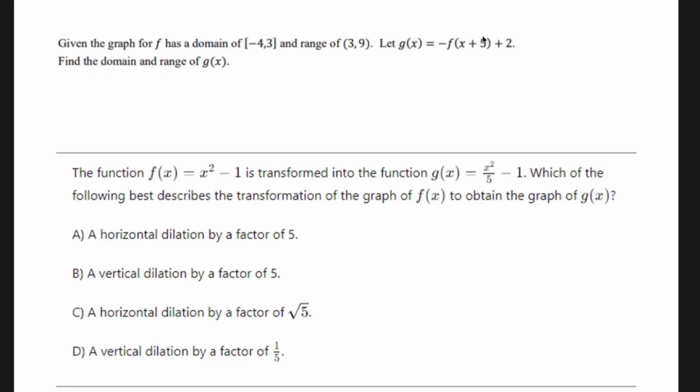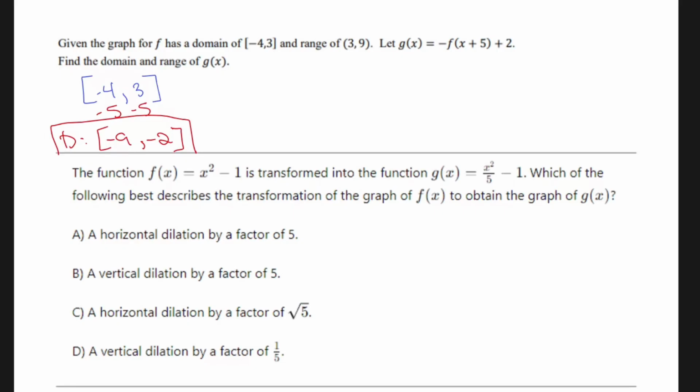So the domain is moved to the left 5 times. The original domain is negative 4, 3. So let's move that to the left 5 by subtracting 5, and that gives me a new domain of negative 9, negative 2. So that part is not too bad. The range is going to be the thing that is affected.